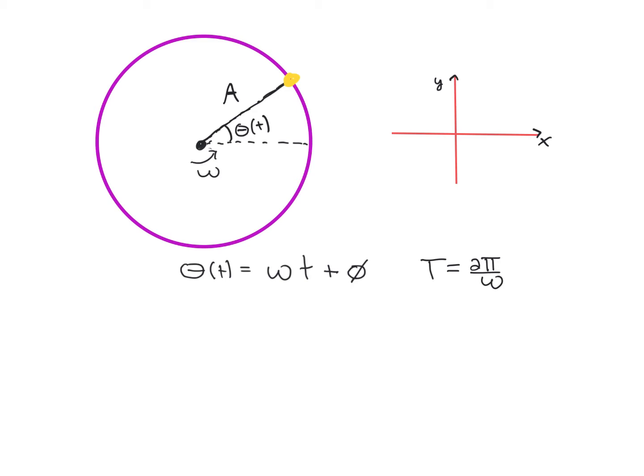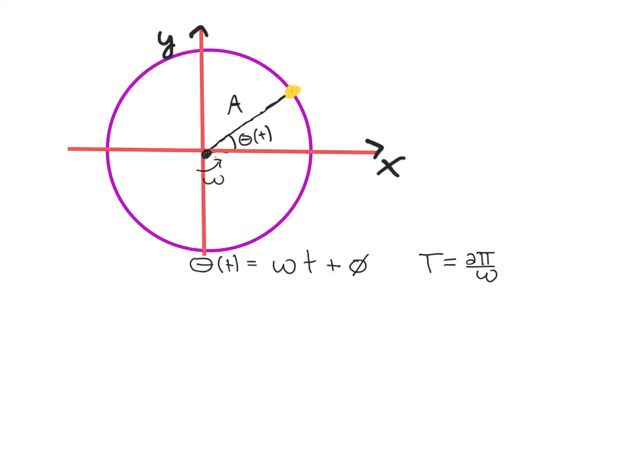So to connect our discussion of circular motion, rotational motion, to simple harmonic motion, let's introduce these coordinate axes here, the x and y coordinate axes. And let me make them a little bigger. And what I want you to imagine is, our yellow dot is going around the circle in uniform circular motion. Theta of t is increasing linearly over time.